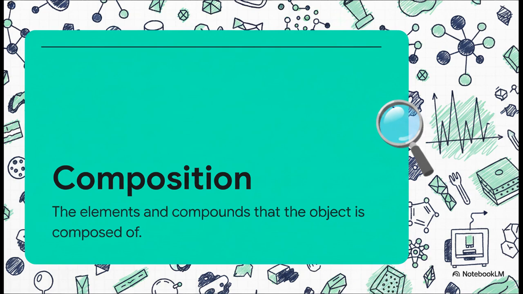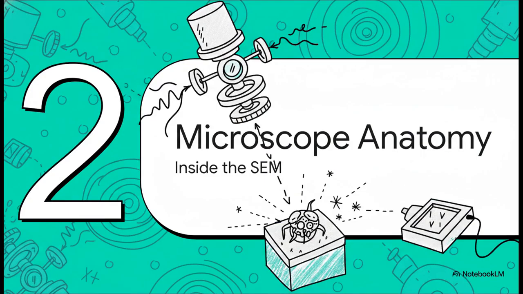Finally, we've got composition. This is exactly what it sounds like, the actual elements and compounds that an object is made of, plus their relative amounts. So the big takeaway here is that an SEM doesn't just snap a pretty picture, you know? It's a powerhouse analytical tool that tells us about topography, morphology, and the fundamental chemical composition, all at the exact same time. Moving on to Section 2, Anatomy of the Microscope.